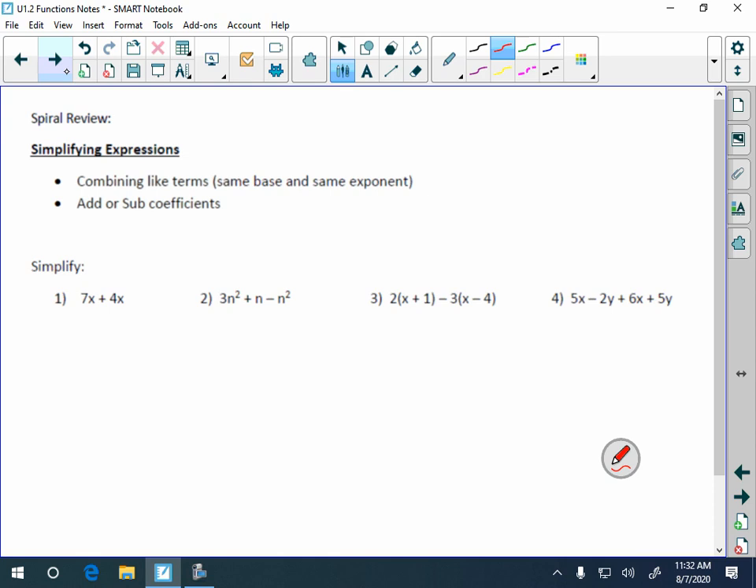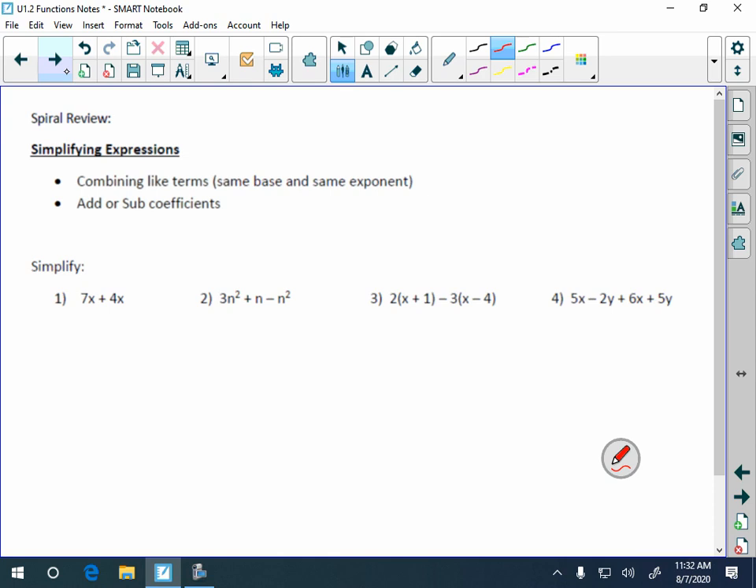So x squared can combine with x squared. X to the first can combine with x to the first. X to the third cannot combine with x to the second because they have different exponents. X's cannot be combined with y's because they have different bases, different variables. All right, and then once we find the like ones, we can add or subtract the coefficients. Coefficients are the numbers that are in front of the variables.